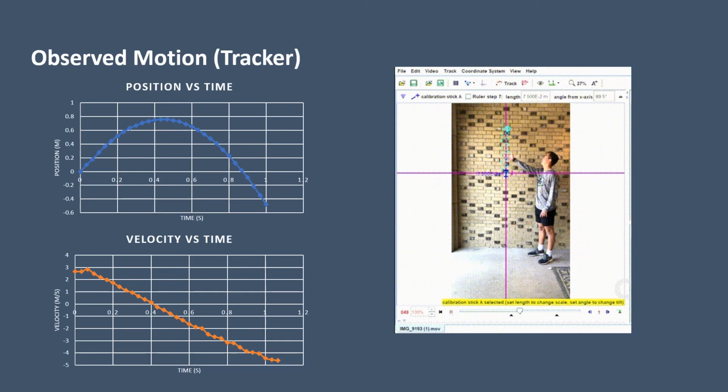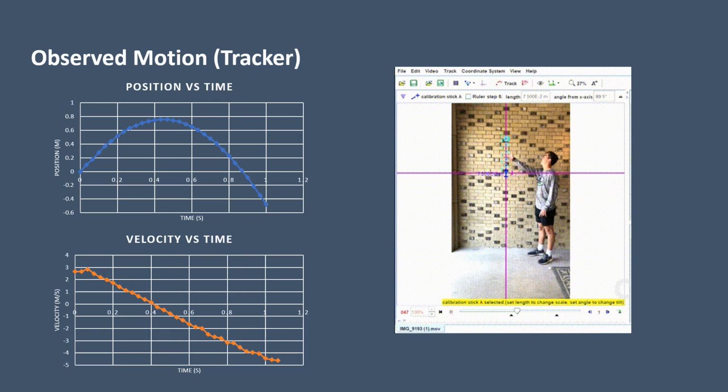So the observed motion from Tracker: as you can see, I throw the ball up with an initial positive velocity in the y-axis, and then it comes down due to the acceleration of gravity due to the Earth. Let's start with the position first. It goes up and then it stops, the velocity equals 0, and then it starts coming down towards the Earth. It actually goes into the negative y direction because the origin is at the place where it started, so it goes below the place where I threw it, and then it hits the ground.